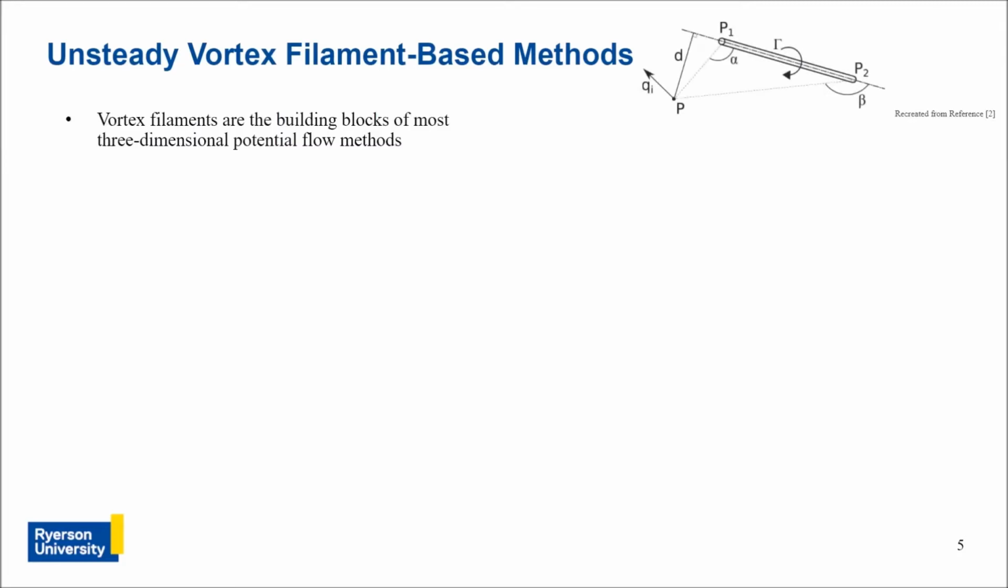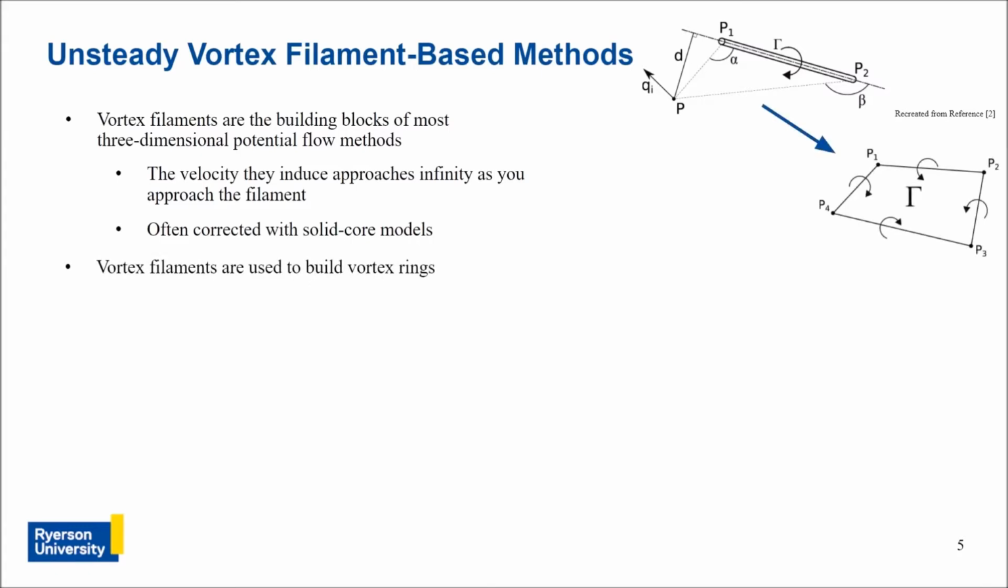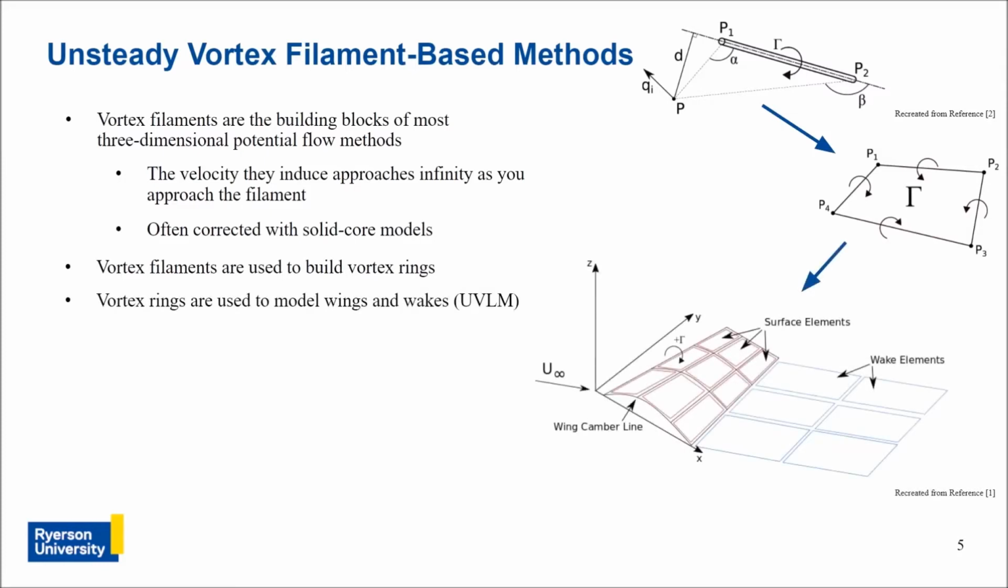So these filaments are the building blocks of many potential flow methods. In theory, they are infinitely thin, and the velocity they induce approaches infinity as you approach the filament. In actuality, this is often corrected using solid core models, which correct the velocity within a radius of the filament. These filaments are often used to build vortex rings, which are closed loops with constant circulation strength. And these rings, in turn, are often used to model wings and wakes within a vortex lattice method.